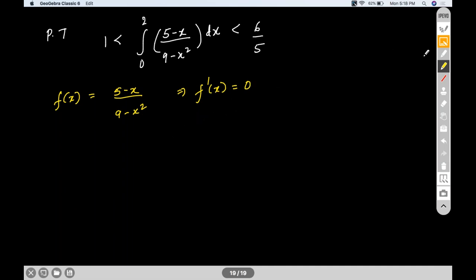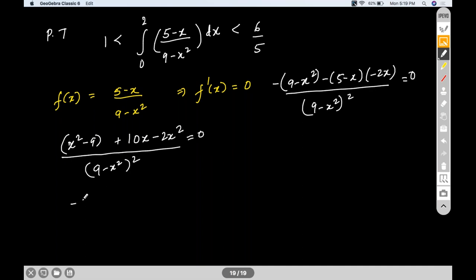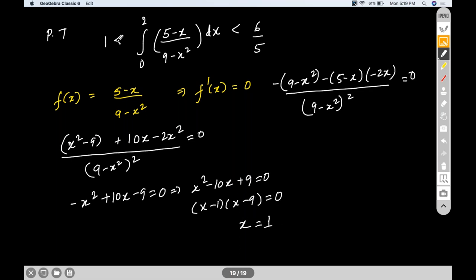So if you differentiate this, you will be getting (9 minus x square) into negative 1 minus (5 minus x) into negative 2x, by (9 minus x square) whole square, equal to 0. Okay, let's simplify this. So we'll get x square minus 9 plus 10x, and you'll have minus 2x square, equal to 0. So this gives you minus x square plus 10x minus 9 equal to 0. I'm sure this is factorizable, right? 9x minus 1 and x minus 9. So 9 is beyond our interval 0 to 2. So I'll be only worried about 1. Okay, so 1 is the critical point. 1 is a stationary point.